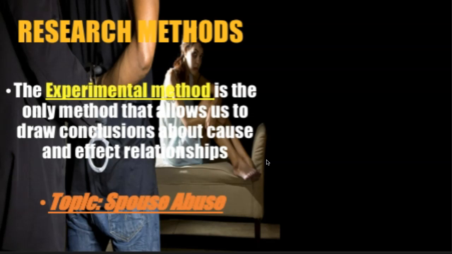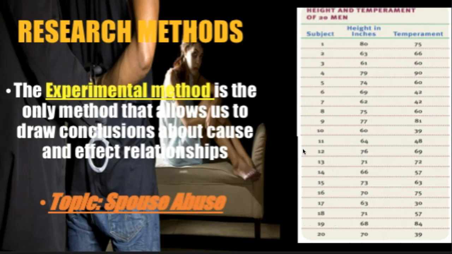Okay, so we're looking at this topic, spouse abuse, right? Now, if I want to look at correlations, I could reference this chart, right? Height and temperament of men. Okay, I got this out of my AP psychology book, but this here is showing me that height in men is generally fairly correlated to temperament, right? But it doesn't tell me why. It doesn't tell me what the cause of that temperament is. Okay, it just shows me a correlation.